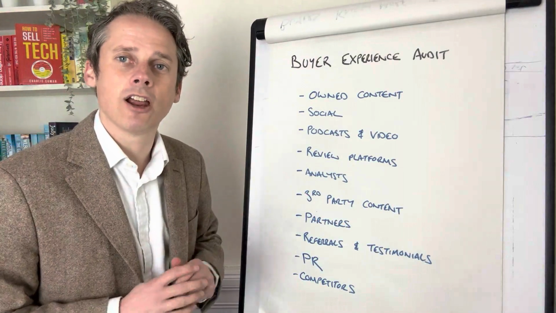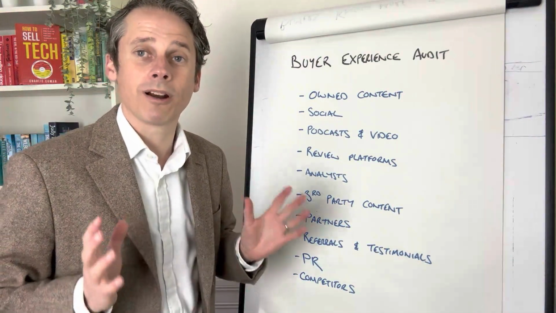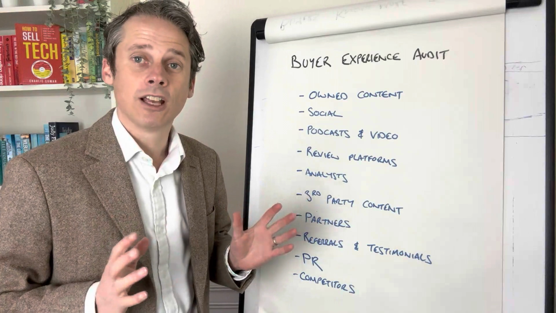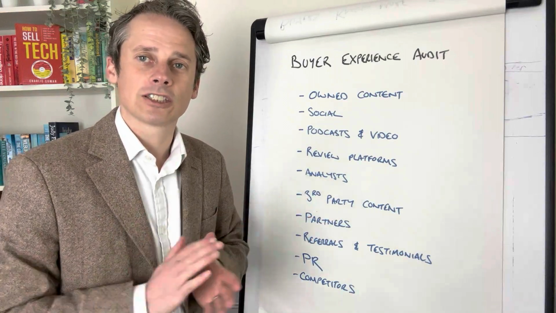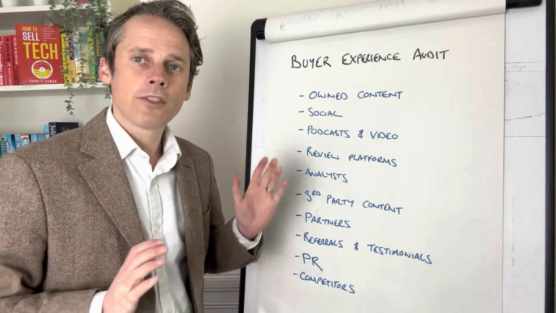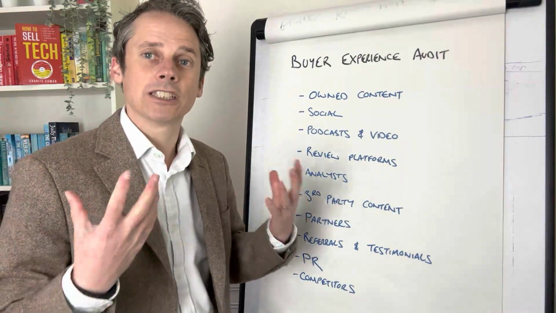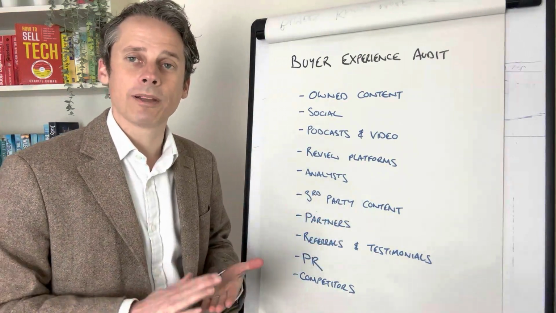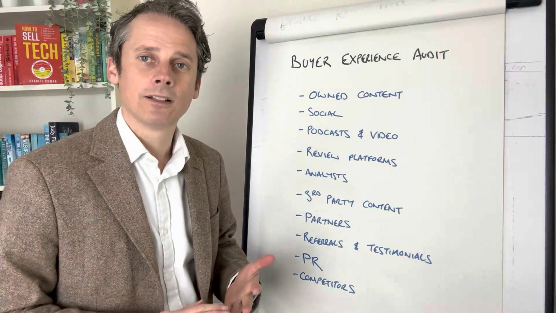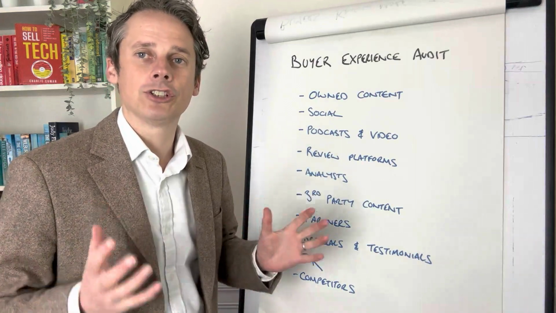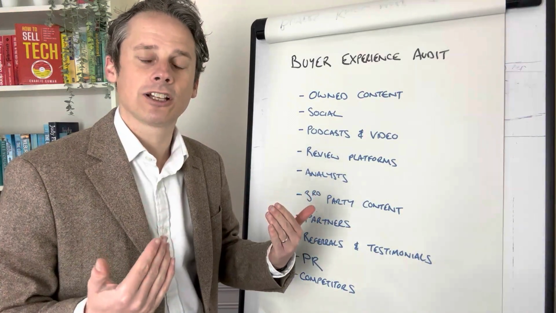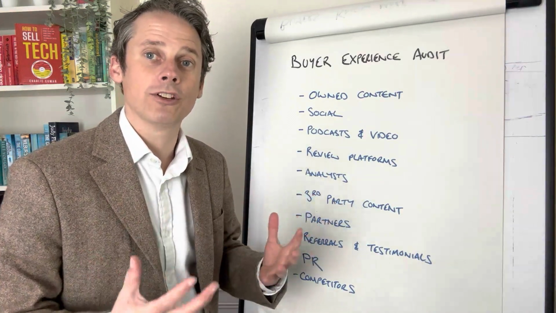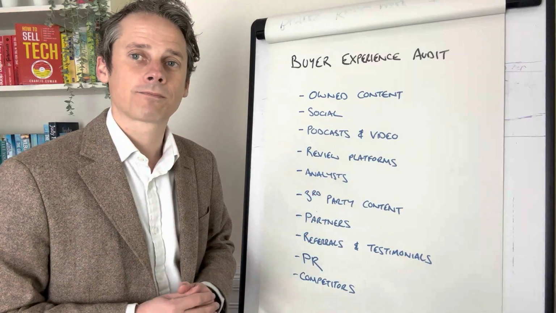Firstly, we'll start looking at owned content, primarily thinking about your website, your blog, and the information that you provide out to customers. Then we'll look at how you're positioning your social networks. That might be LinkedIn, it might be Twitter. We'll also then look at YouTube and any podcasts. How are you educating your customers on the problem that you can then solve?